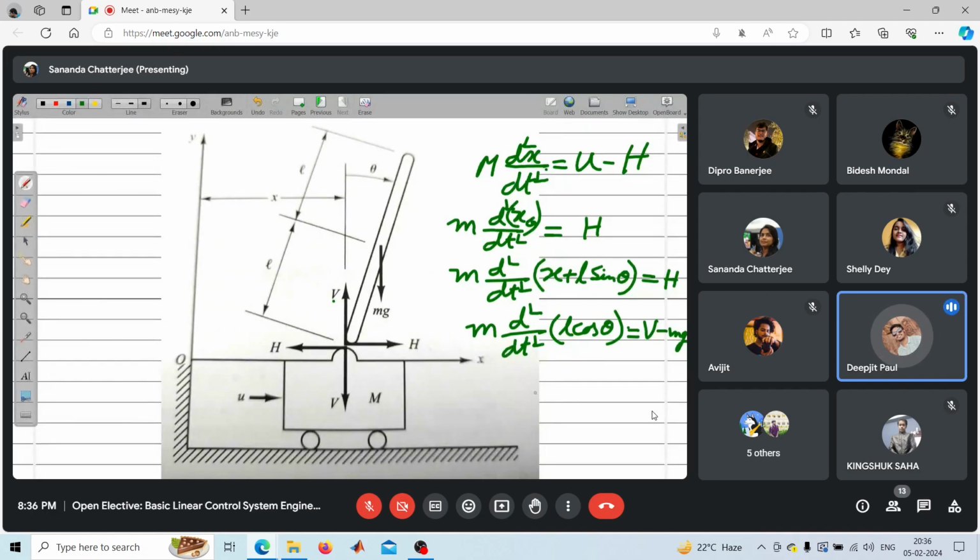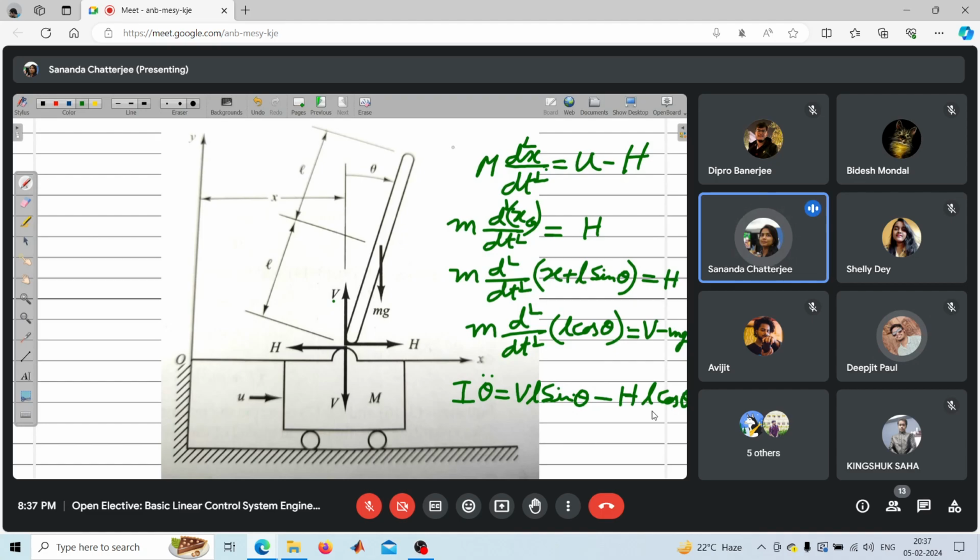If we take the moment equation at the hinge point, the pendulum is rotating theta amount about this point P. Because of these V and H forces, if we take the moment, we will get I theta double dot equals V L sine theta. Is VL sine theta in clockwise direction or anti-clockwise direction? Clockwise direction, and minus HL cos theta. Very good.